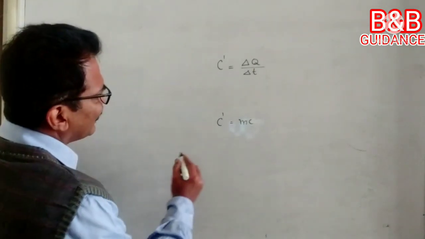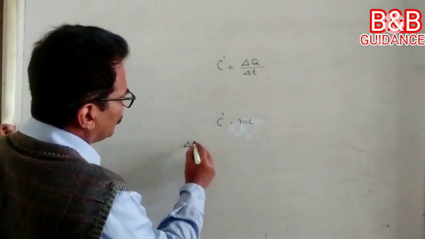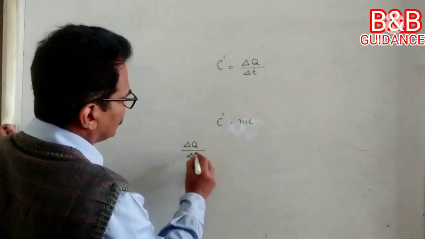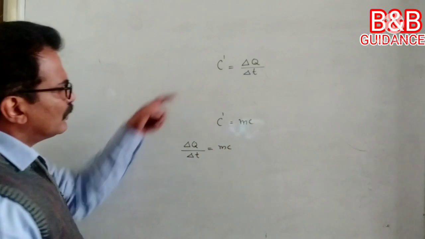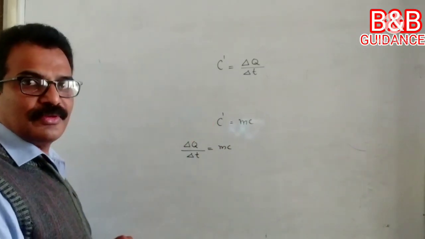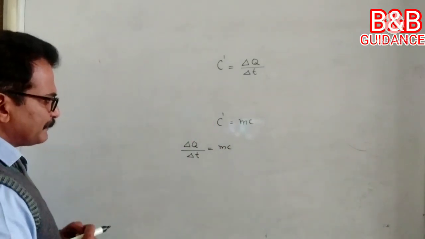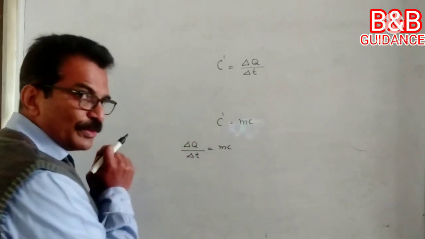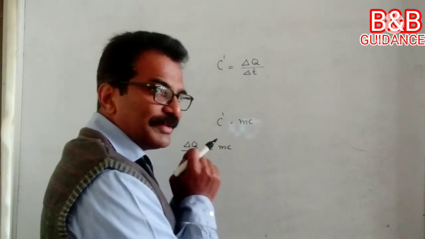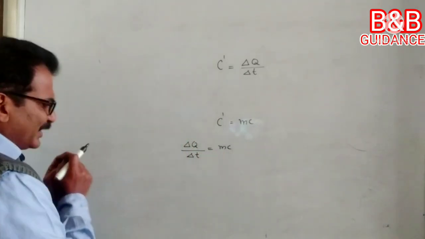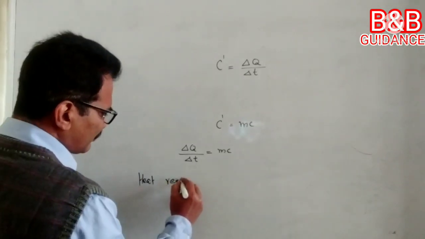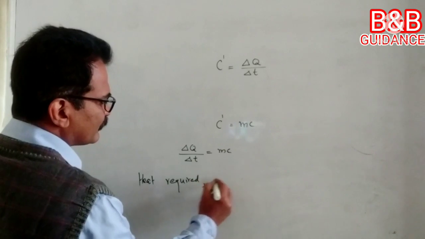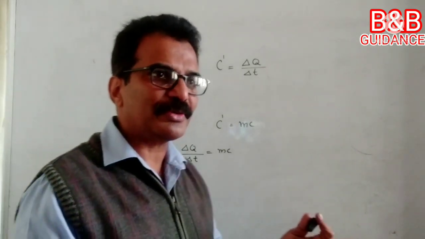I can equate like this. Right hand side, I can equate delta Q by delta T is equal to MC. Am I correct? Left hand side same. I can equate it like this, right? I am interested in this delta Q, heat taken by the body, or heat supplied, or heat gained, heat required. Whatever the word you are using, doesn't matter.